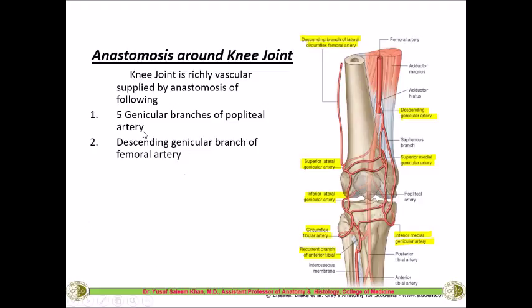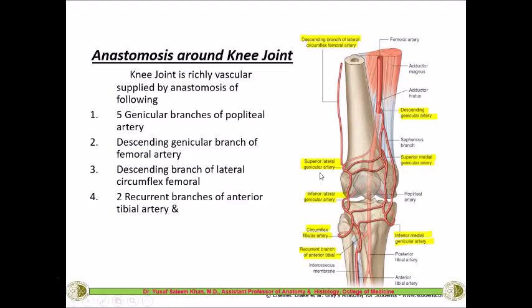Then apart from that, there is also the descending genicular branch of the femoral artery. If you can see here, this is the femoral artery. So before it passes through the hiatus and become the popliteal artery, it gives a branch. This is called as the descending genicular artery. Then we have the descending branch of the lateral circumflex artery. If you see here, this is the descending branch of the lateral circumflex artery. If you remember, lateral circumflex femoral artery is a branch from the deep artery of the thigh, or the profunda femoris artery. Then we have the two recurrent branches of the anterior tibial artery.